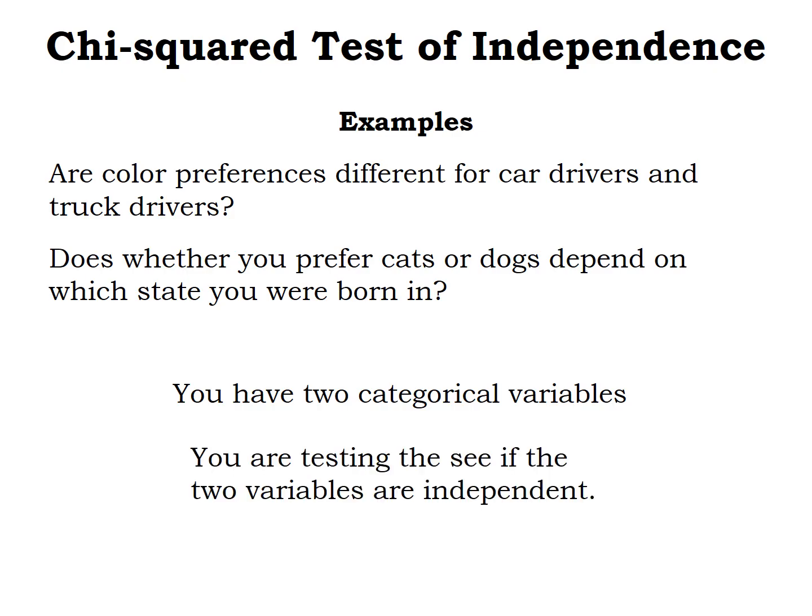And we want to know if one of those values in some way depends on the other. Now, we're talking about independence here in terms of probability. So, does whether or not you have a blue vehicle change the probability of you driving a car or a truck? That's the kind of situation we're talking about.